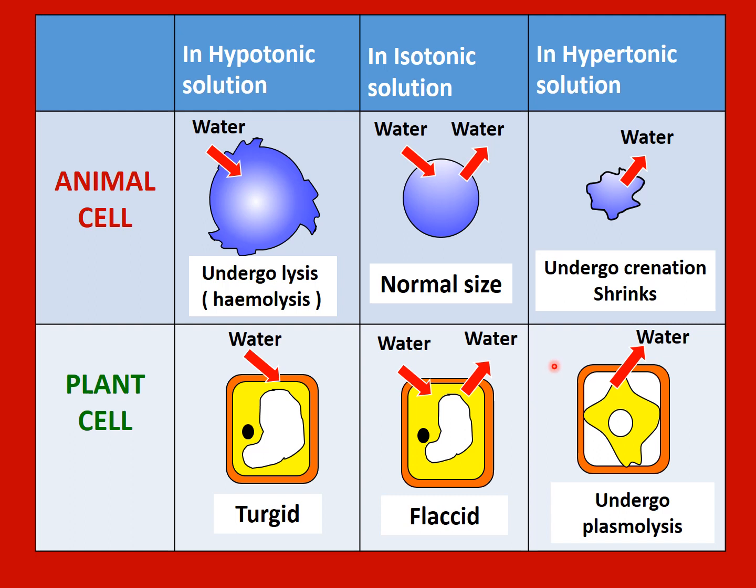When a plant cell is placed in a hypertonic solution, which is more concentrated than its cell sap in the vacuole, water will diffuse out by osmosis. There's net movement of water going out by osmosis, and the plant cell will undergo plasmolysis, meaning the cytoplasm will shrink and the plasma membrane will pull away from the cell wall.